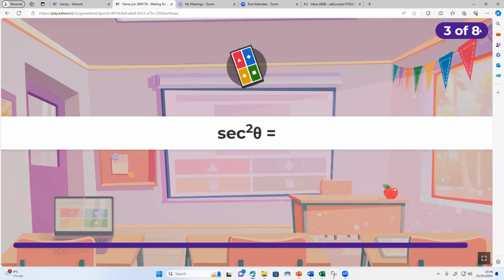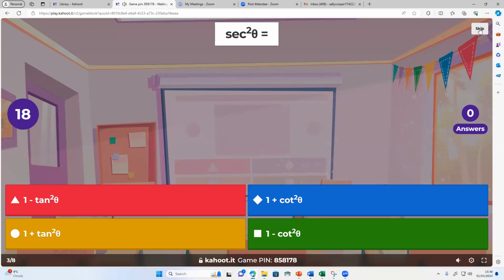Right, sec squared. Who knows their identities? You've got the sine squared plus cos squared is equal to 1. And then if we just divide through by cos squared throughout, we're going to get one of those.